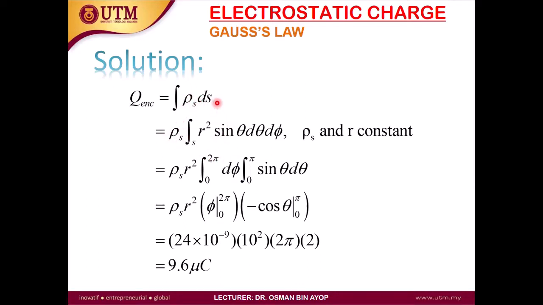So the dS here is equal to r squared sine theta d theta d phi. And the radius is also a constant value, so we can pull it out. The d phi is from 0 to 2 pi, and the theta is from 0 to pi. Solving this, you will get the Q enclosed equal to 9.6 microcoulomb.